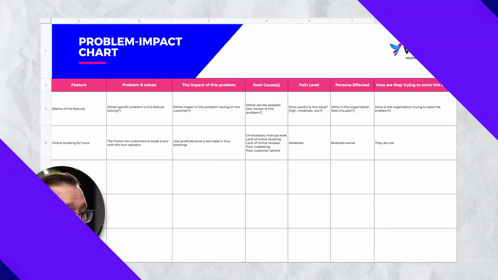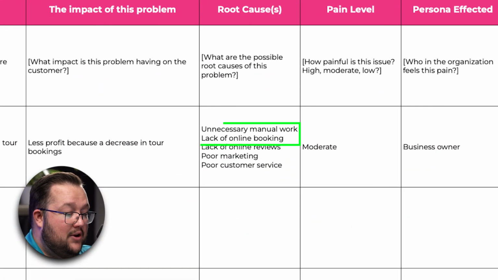The reason why is because your prospects have an idea of what's causing that problem, and you want to make sure you know the full scope of causes so you can position yourself accordingly based on the ones that you directly impact, which in this case is unnecessary manual work and lack of online booking.